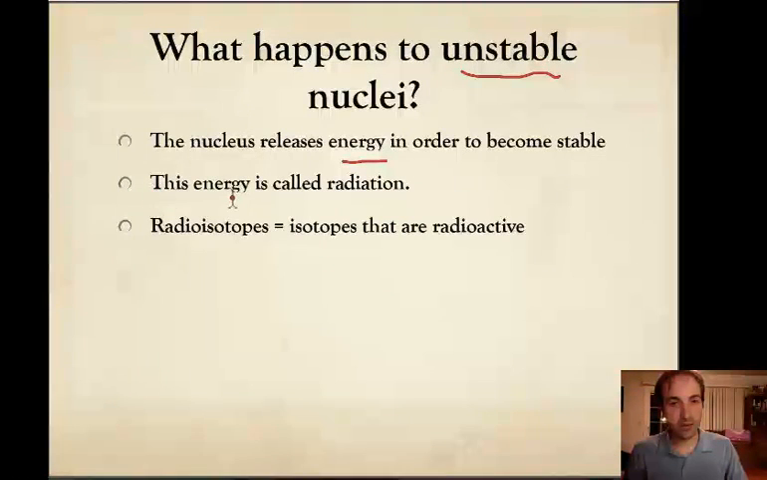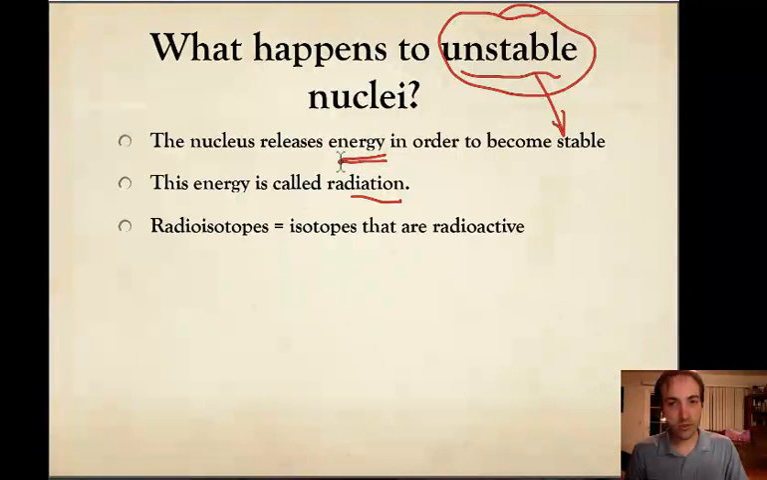So the energy that's given off as this instability becomes more stable is known as radiation. Okay? So radioisotopes are just isotopes that are radioactive. In other words, they're isotopes that are unstable and that are giving off energy to become more stable. Okay? And that energy they give off is known as radiation.